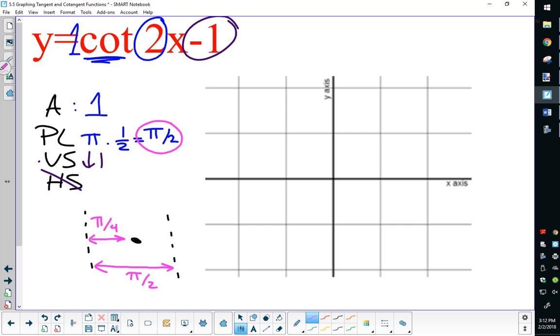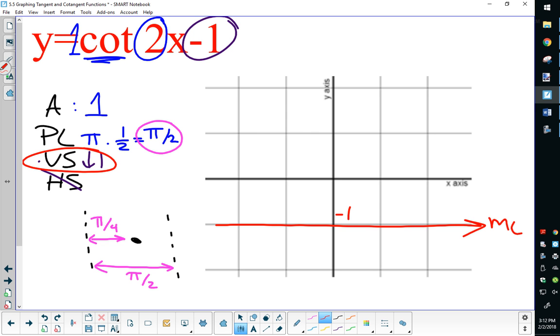Okay. Made our scale. We made our graph. Now we're graphing our midline. Morgan, what are we going to do to make our midline? Down 1. Draw a line. Label it -1. Call it the middle. Horizontal shift. Don't have one, so I can skip it.